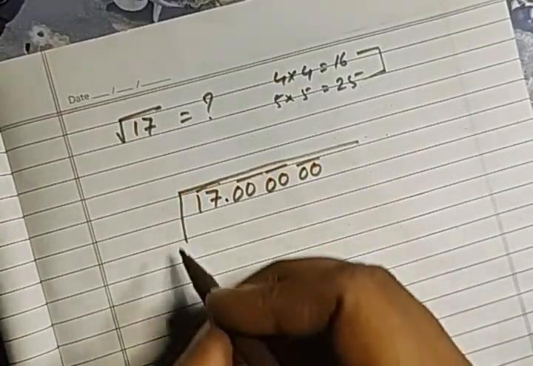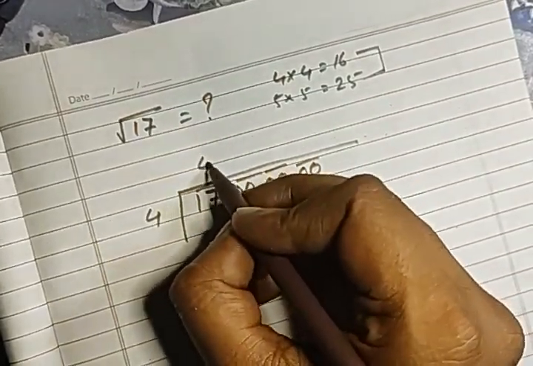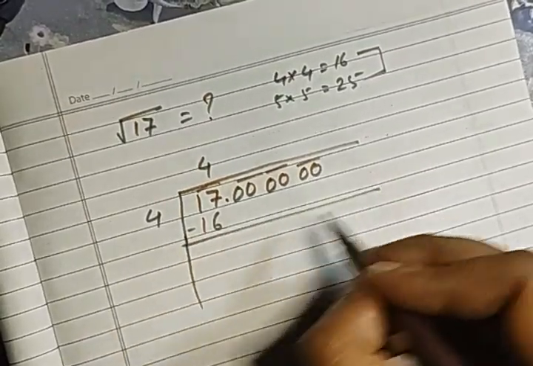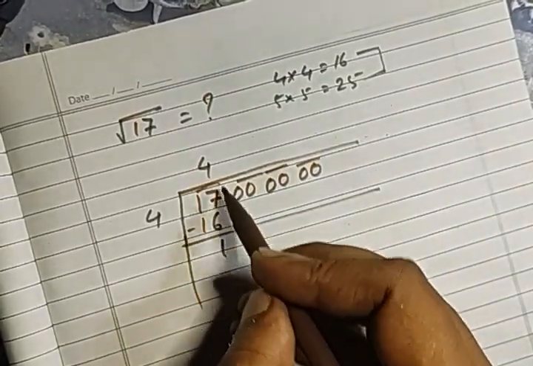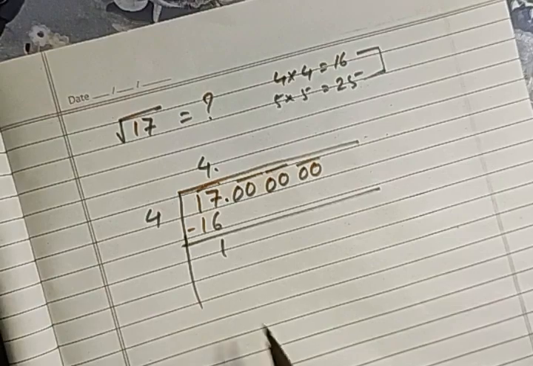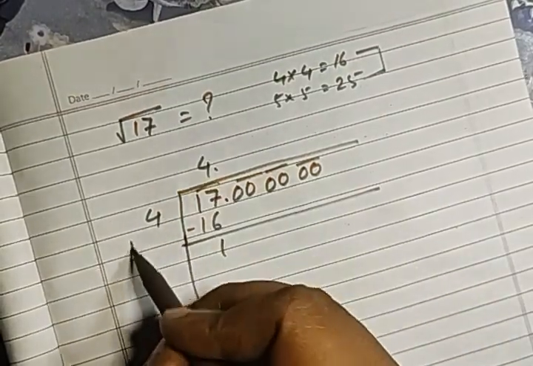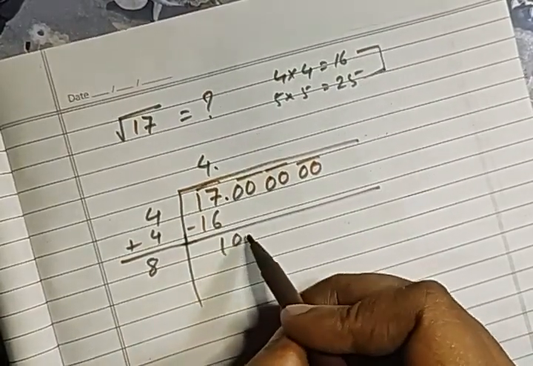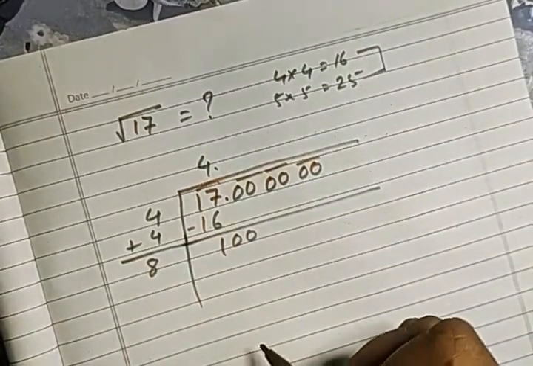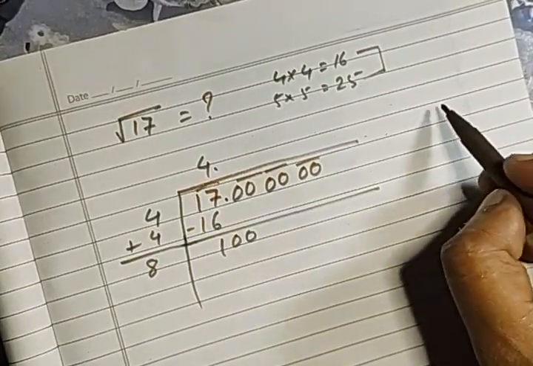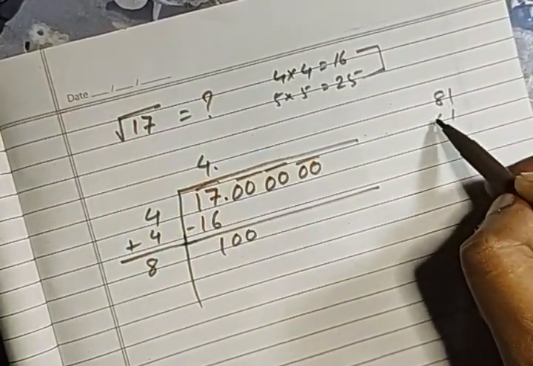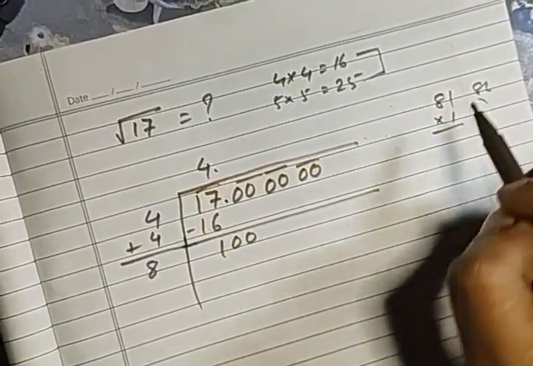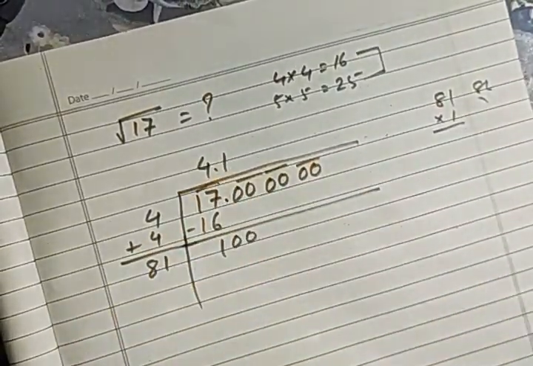Let's start with 4 first. 4 4s are 16. On subtraction we get 1 over here. The point you can place over here. Then since we multiplied with 4, we also have to add 4. 4 plus 4 is 8, and then the pair 00 comes down. Now after 8, what will we put? 81 ones are 81, we can put this only, because 82 twos would be more than 100.